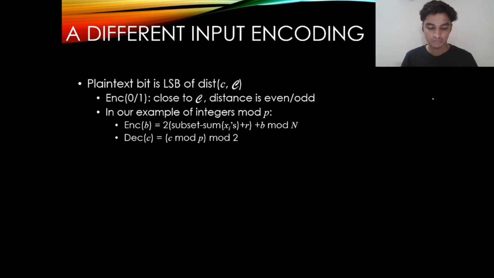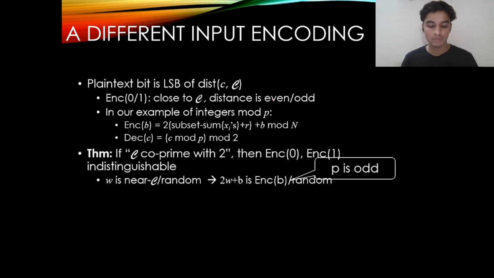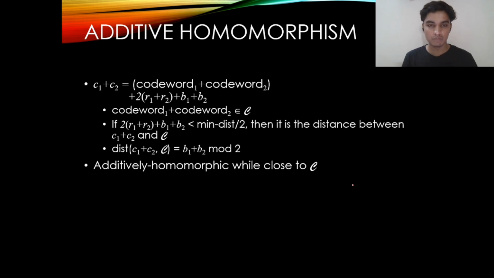Then alternative encoding via distance. Another approach is to use the distance from the code as the encoded bit. Even distance can be done by encryptions of 0 and odd distance by encryption of 1. Decryption can be given by C mod P and then mod 2. If C is co-prime with 2, ciphertexts of 0 and 1 are indistinguishable. This representation works well in lattice-based schemes.